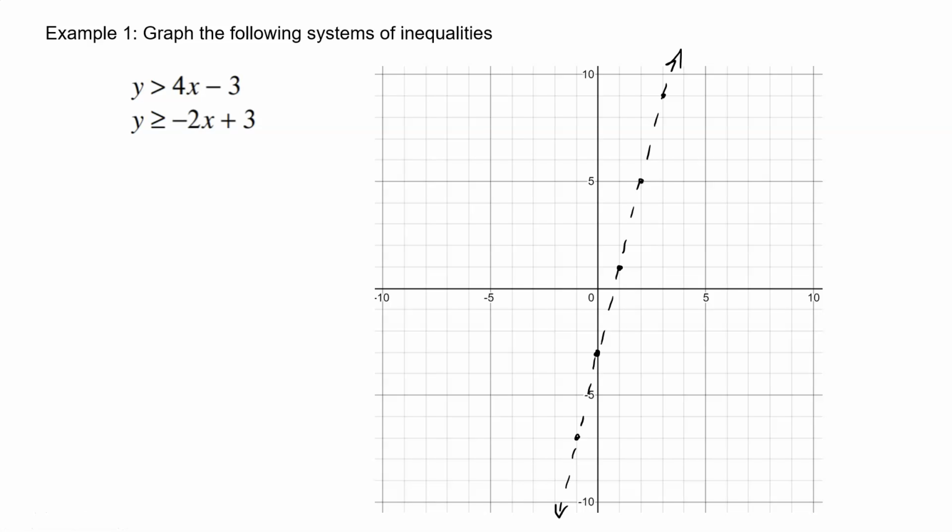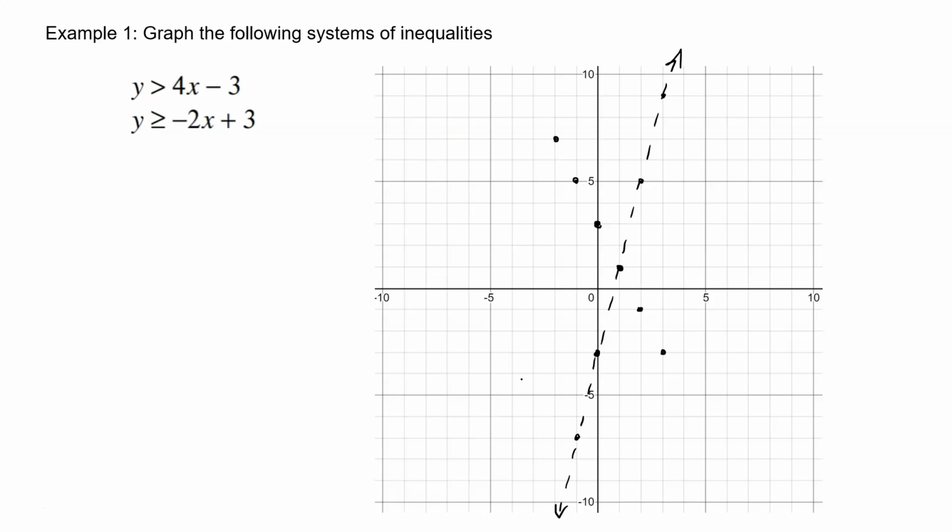And I'm going to save my shading until I draw my other line. So the other line has a y-intercept of +3, and the slope is -2. So down 2 to the right 1, down 2 to the right 1, down 2 to the right 1, and then that would be up 2 to the left 1, up 2 to the left 1.